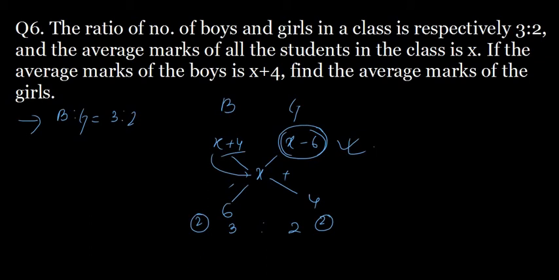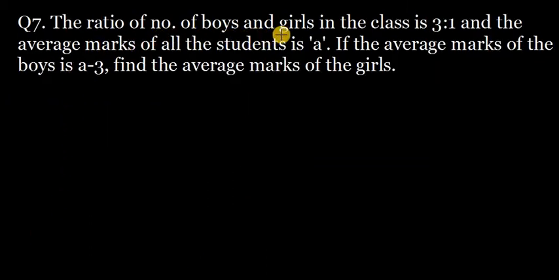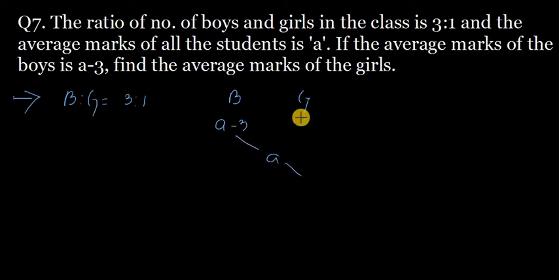Okay, next question. The ratio of number of boys and girls in the class is 3:1 and the average marks of all the students is a. If the average marks of the boys is a minus 3, find the average marks of the girls. The average marks of the boys is a minus 3 and the average of all boys and girls is a. The ratio here is 3:1. Then the difference.